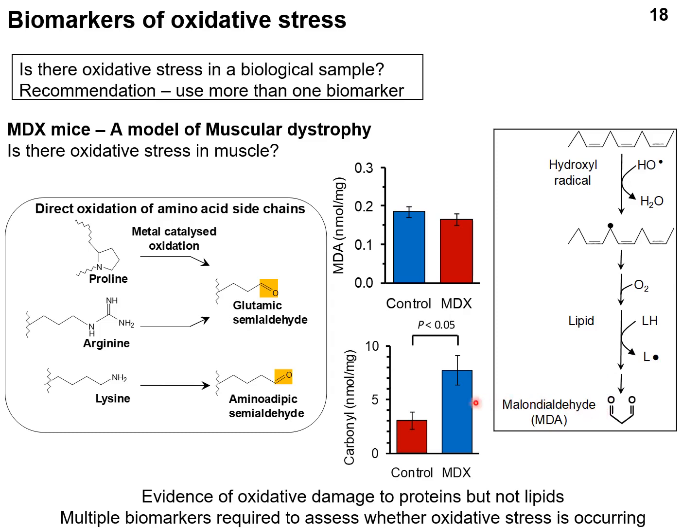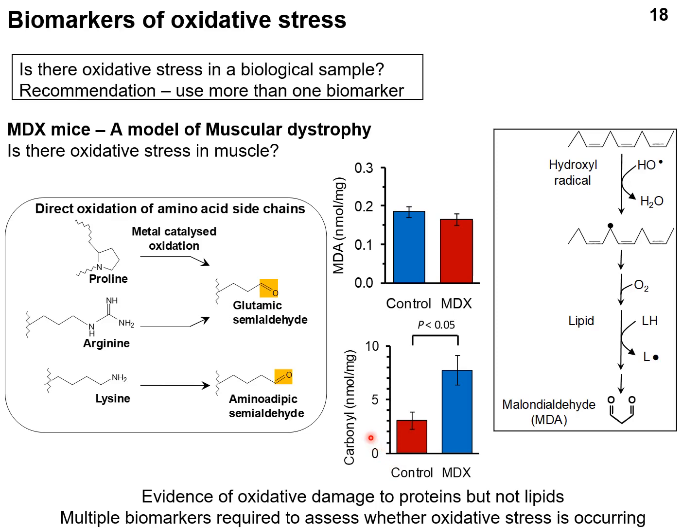So what we did is we looked in the muscle of a muscular dystrophy animal model, which was the MDX mouse, to see whether malonaldehyde or carbonyls were affected by the disease. So if we look at malonaldehyde, for example, you can see that there's no significant difference between our MDX or muscular dystrophy model and our control model. On the other hand, if you look at the protein carbonyls, you can see that the MDX are showing significantly higher levels of protein carbonyls than the controls.